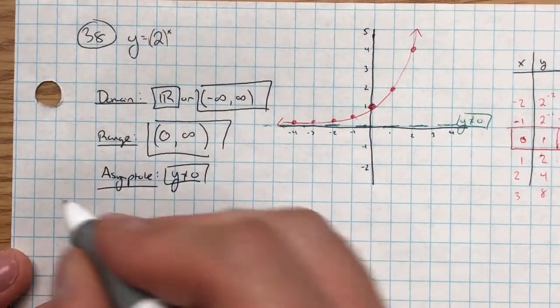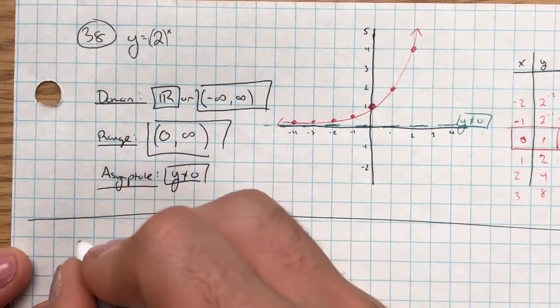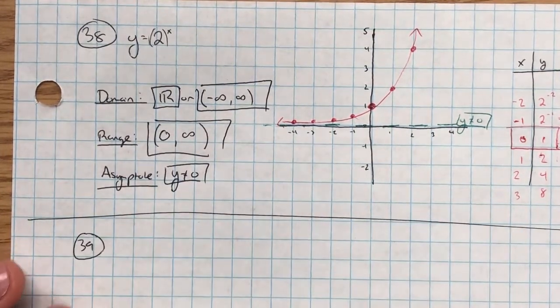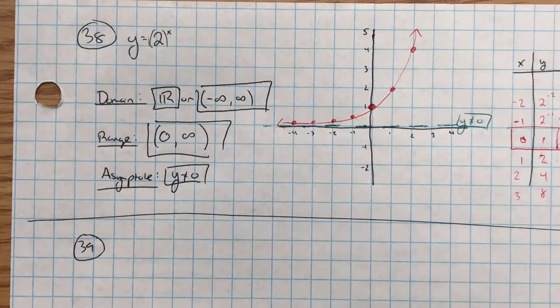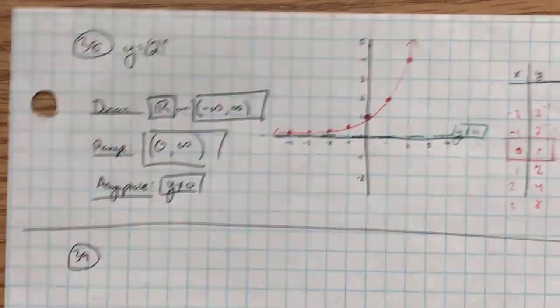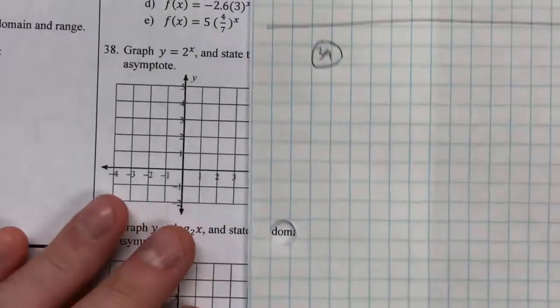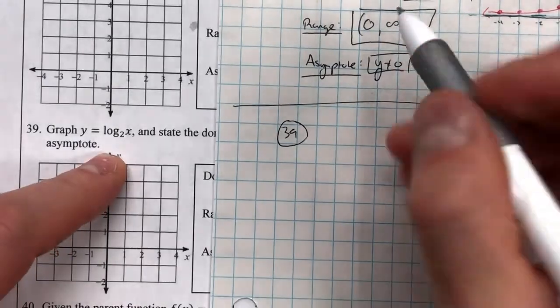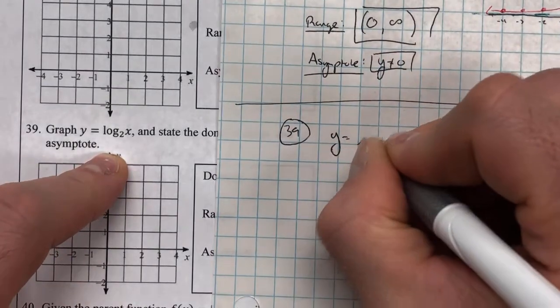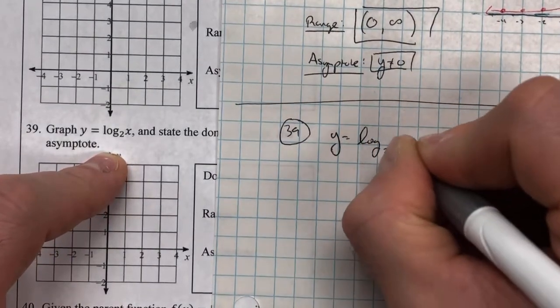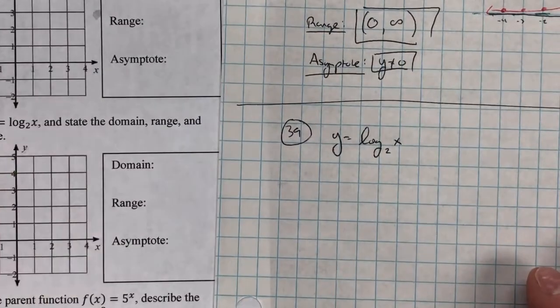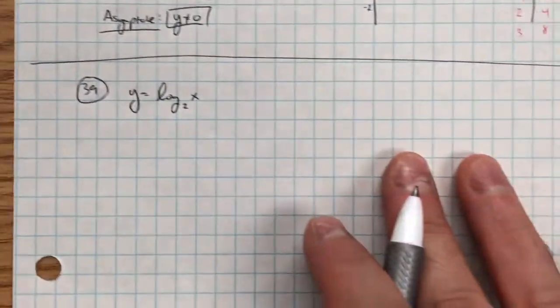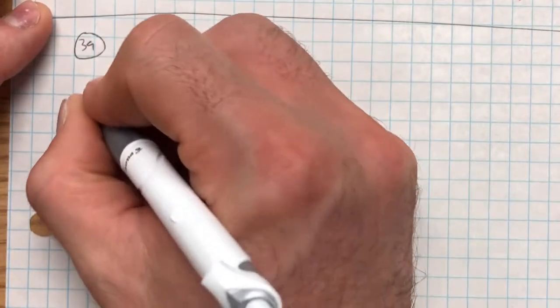So taking what we know on number 38, let's try number 39. What we're going to do is use that intuitive approach for how the graph moves. Now number 39 is not an exponential. It is the inverse of an exponential function. It is a logarithm. So y equals the logarithm base 2 of x. And we want to say domain, range, and asymptote. So let's get that written down.